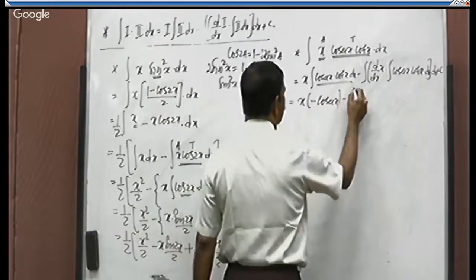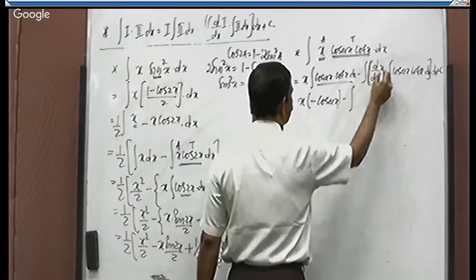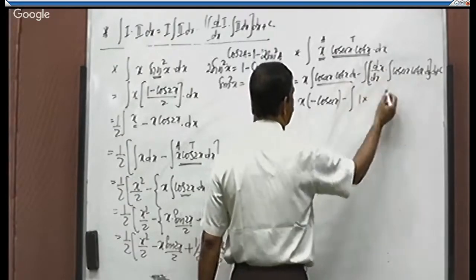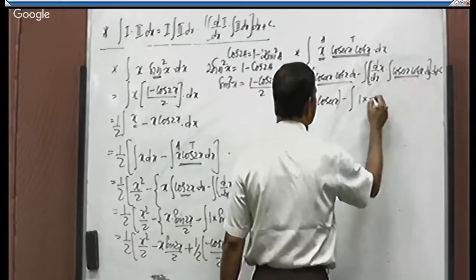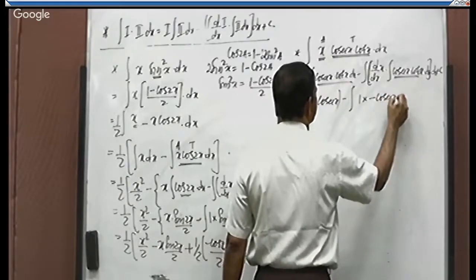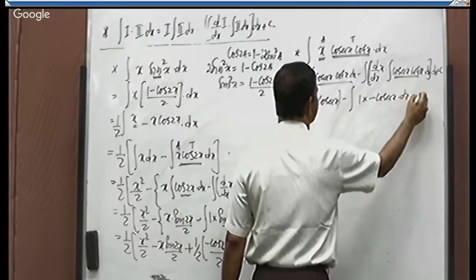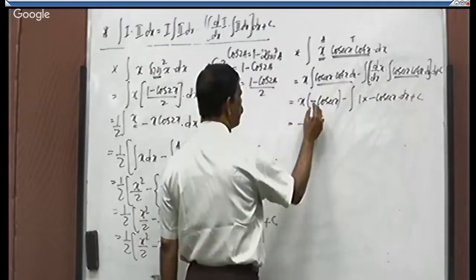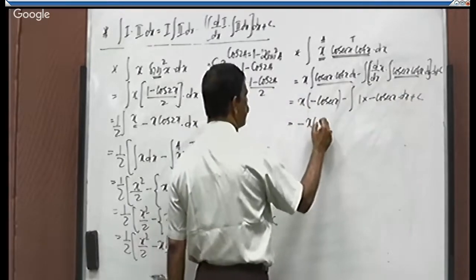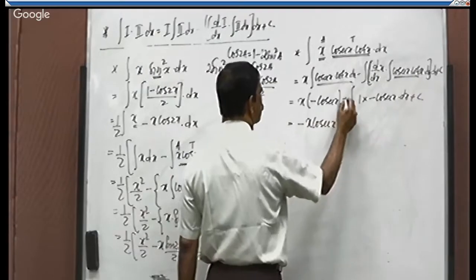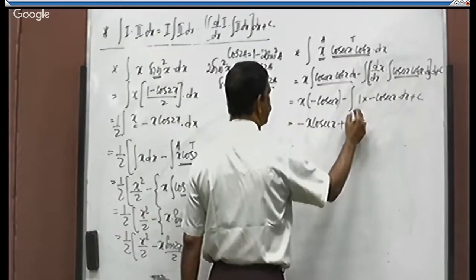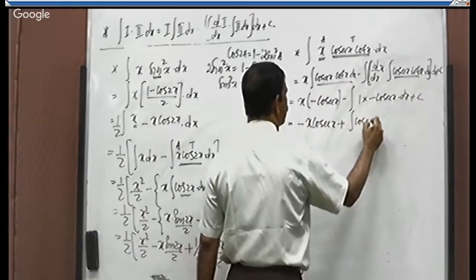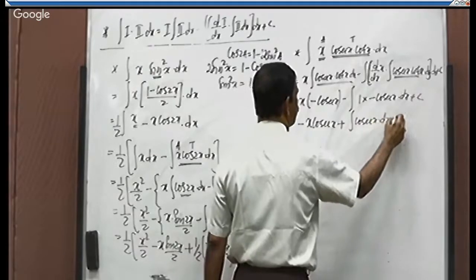Minus integral of d by dx of x is 1 into integration of cosecant x into cot x is minus cosecant x into dx plus c, or it is minus 1 into x is x, x into cosecant x, minus into minus plus cosecant x into dx plus c.